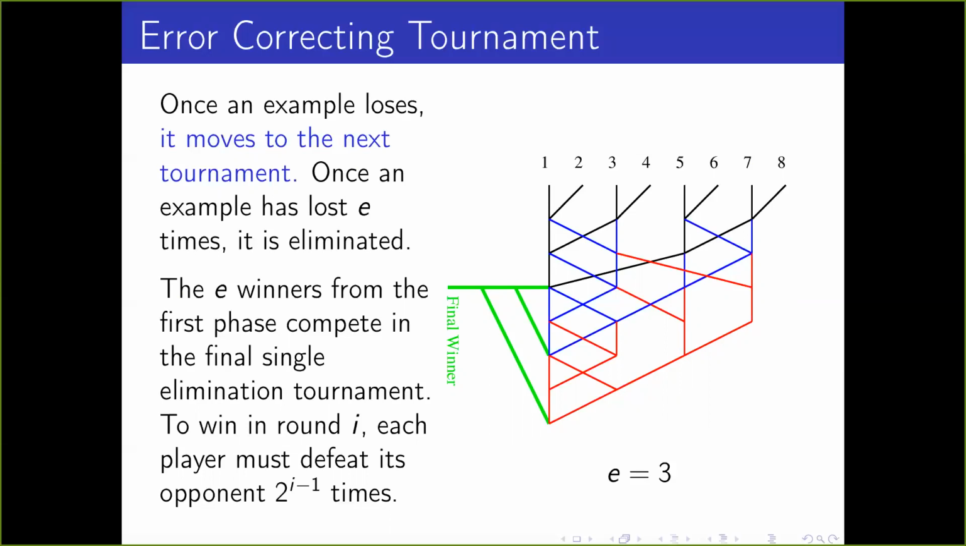So this 1 to 8 are the classes? Yeah. But in the description on the left it says examples are competing, right? The example means the class. Once an example is predicted incorrectly, it moves to the next tournament over. In the filter tree, if an example lost, it would be discarded at this node here. But in an error correcting tournament, it's not discarded. Instead, it just moves to the blue tournament.